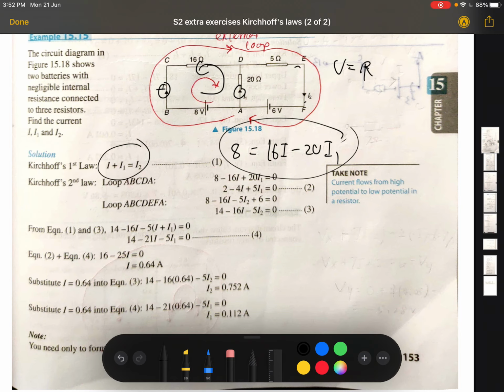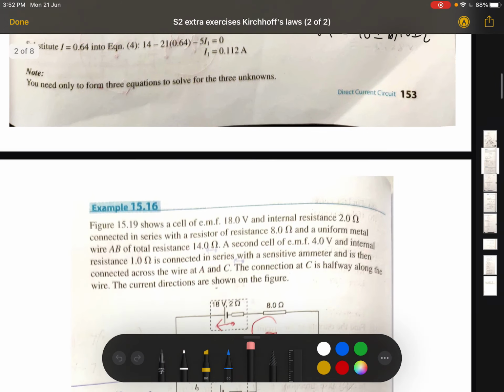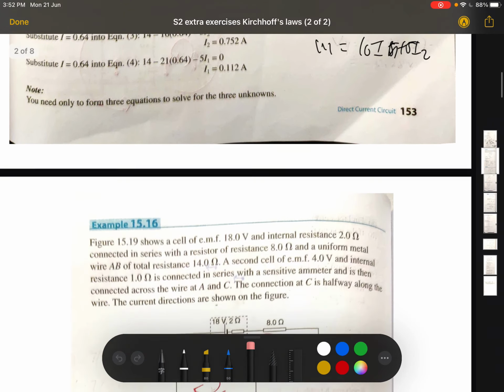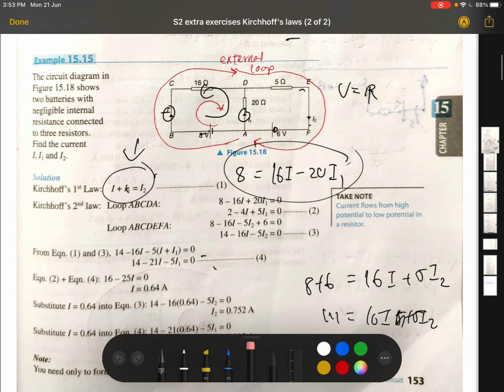How about the external loop? So positive to negative, so that is adding. So 8 plus 6 is equal to 6I plus 5I. So 14 is equal to 16I plus 5I2, I mean. So yeah, and then after that, you just solve them using this. If you know enough basic math, I'm not going to show you how, but that's how you get the answer in the end. If there are 3 unknowns and you have 3 equations, that's why you can find the answer.